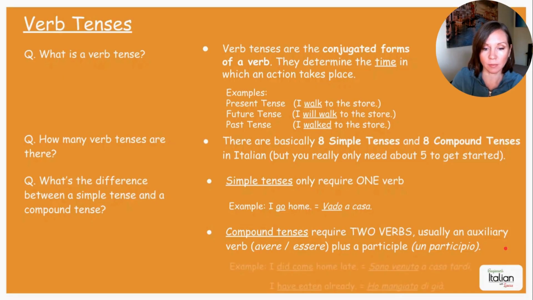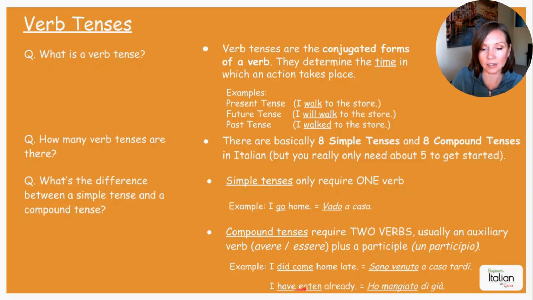So, for example, I did come home late. Sono venuto a casa tardi. I have eaten already. Ho mangiato di già. Okay, so as you can see in both of these instances, we added the verb essere, we conjugated to sono for the first person singular, so I. Sono venuto. So in this case, venuto is a past participle of venire, which is to come. So as you can see, we put 2 verbs together.